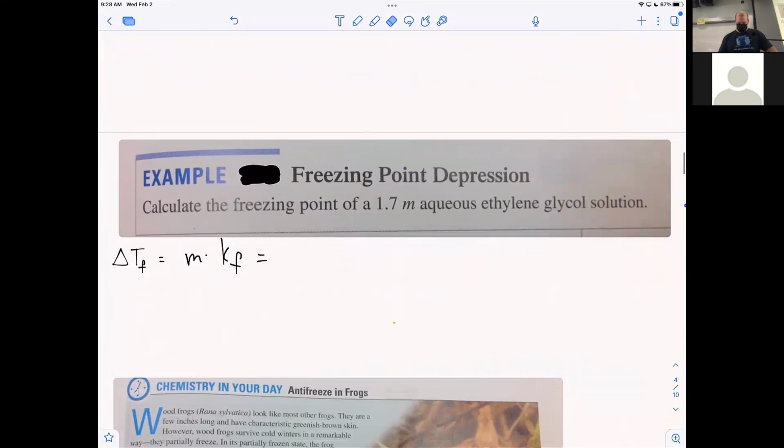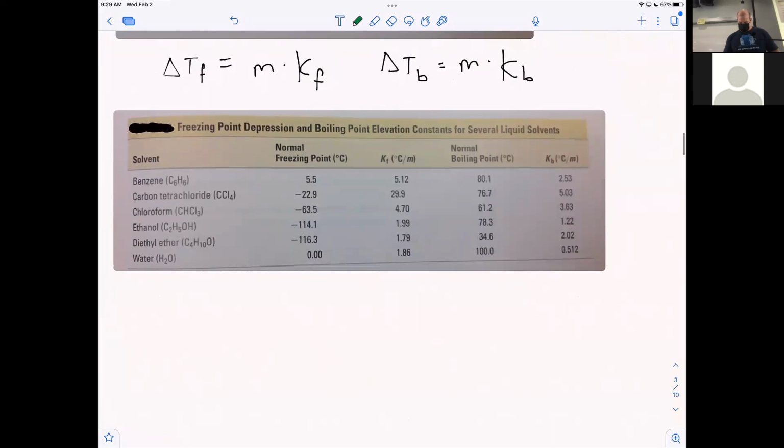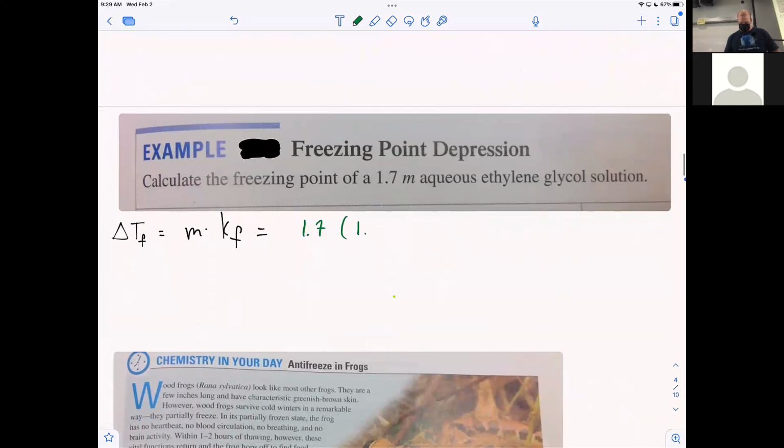Okay, so let's do this. The freezing point of a 0.17 molal ethylene glycol solution. So it's just the molality. The freezing point depression is then the molality, 1.7, times the Kf. I think it's 1.86? Yes, 1.86 degrees Celsius per molal.